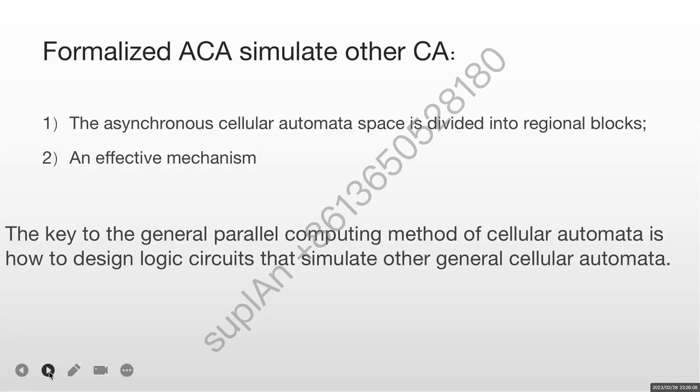To design a circuit simulating synchronous CA, it is necessary to add additional submodules to the circuit module, so that signals can be transmitted between adjacent modules. In contrast, circuits that mimic other ACA allow signals to be exchanged between modules according to asynchronous protocols, without the need to control the operation of adjacent cells, thus simplifying the function of modules and the way they are wired.